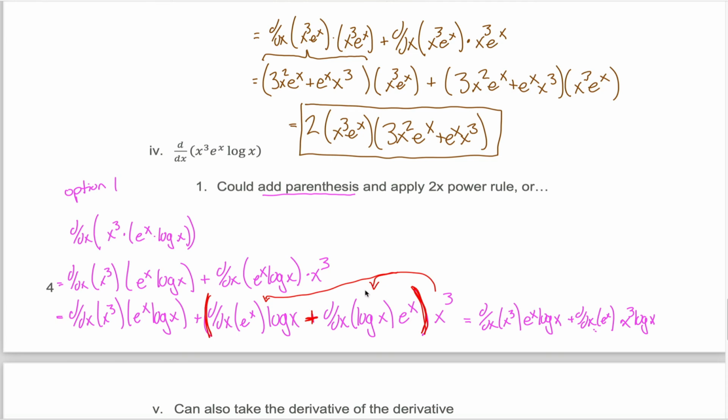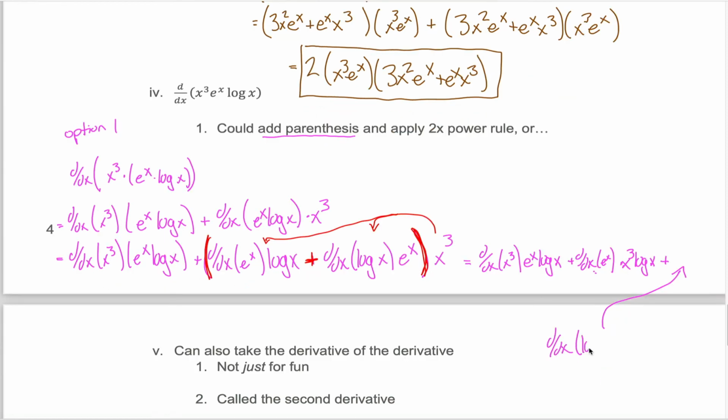And then this x cubed hitting this last term would leave me with the derivative of, I'm kind of low on room, so maybe I'll write it down here, the derivative of log of x times x cubed times e to the x. Okay, this is really hard to look at, but look at what we ended up with.